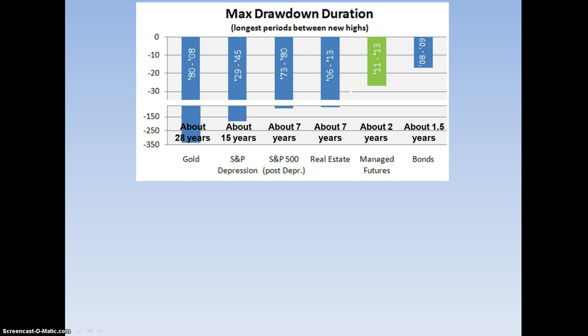Now, most investors today are relatively unconcerned with the possible extent and duration of drawdown. We don't think that the 15 years of drawdown and recovery of the S&P 500 after the Depression could ever happen again. Most don't even think about the 7 years of drawdown in the mid to late 1970s. And of course, real estate values can only go up, right?